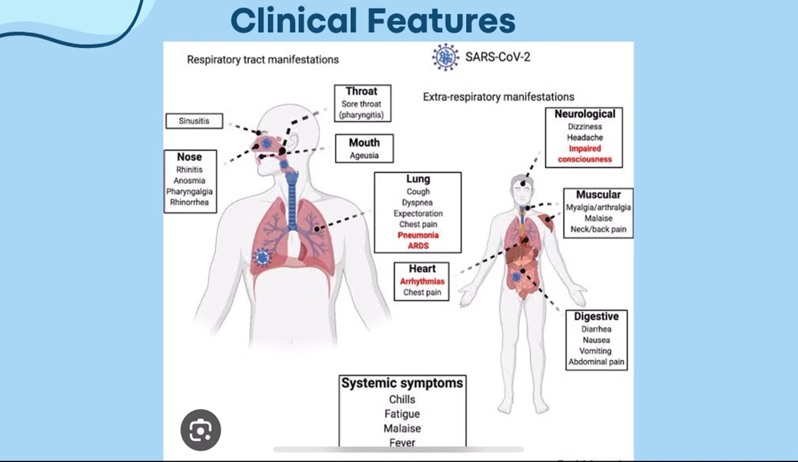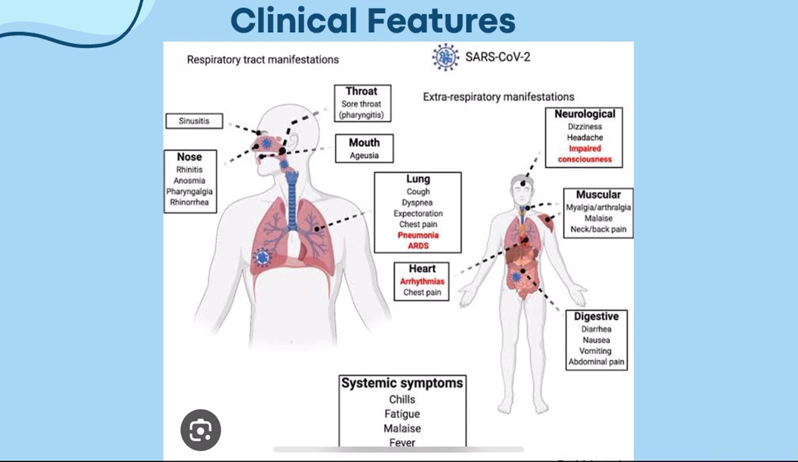In the mouth, we have ageusia. Ageusia is a complete loss of the sense of taste. So there is anosmia, ageusia, rhinitis, rhinorrhea, and sinusitis. In the lung, if there is pneumonia, acute respiratory distress syndrome, cough with expectoration, dyspnea, and chest pain.